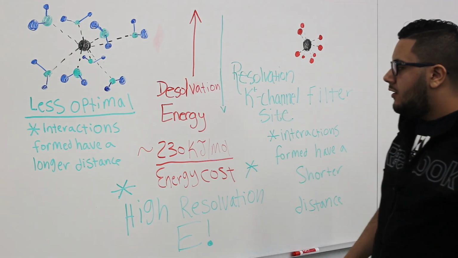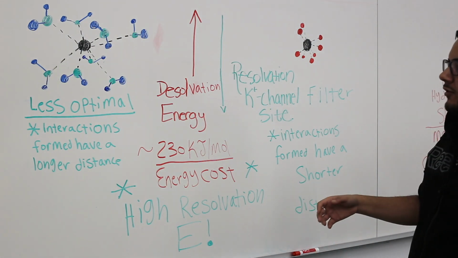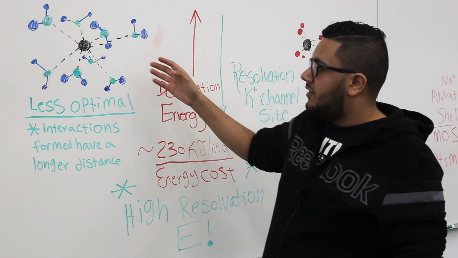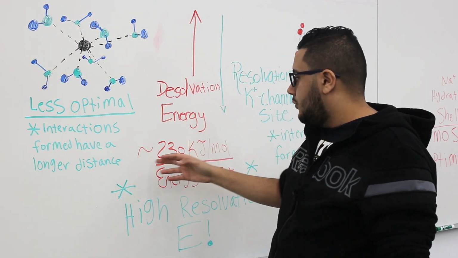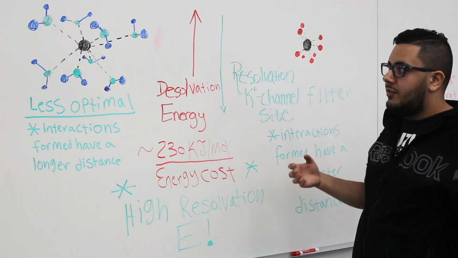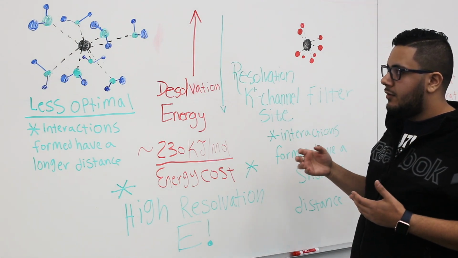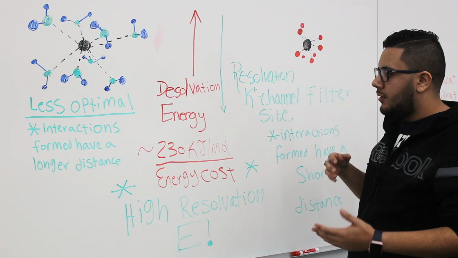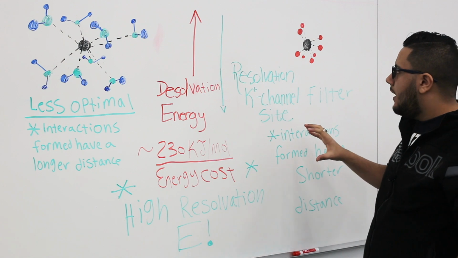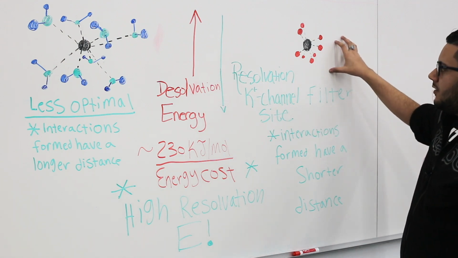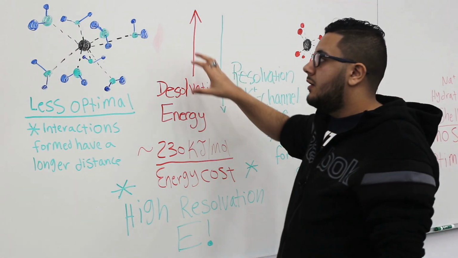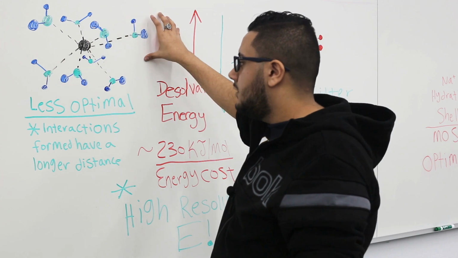So the desolvation energy, which is the energy that's required in order to break the interactions between potassium and water, is actually 230 kilojoules per mole, which is energetically costly. So how is it that we're able to do this and it's still an energetically favorable process? The reason behind this is that the interactions between potassium and the carbonyl are actually more optimal than the interactions between potassium and water.